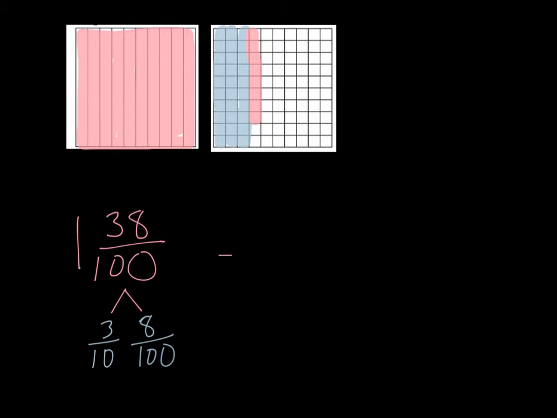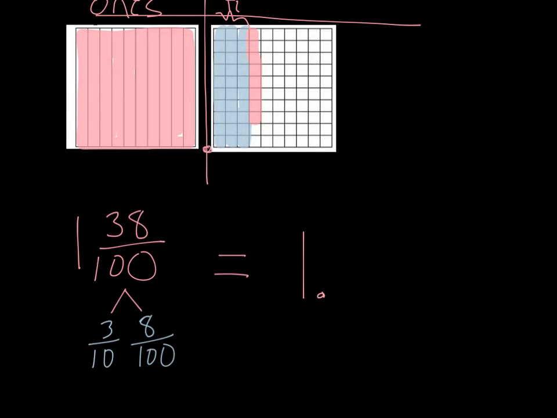To write this in decimal form, I want to look at this grid as a place value chart. I could even kind of imagine a place value chart drawn up here where this is my ones, and I have 1, and then the blue part is my tenths, and that pink part would be my hundredths. So here I have 1, and this is where my decimal point would be, 3 tenths and 8 hundredths.